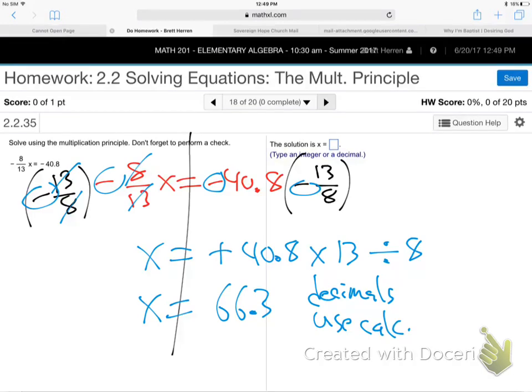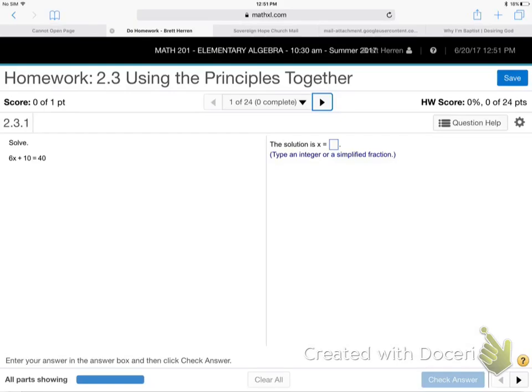All right. Together. Put this stuff we've been doing in the last two sections together. So 6x plus 10 equals 40. There's the wall. So x is saying, I want to be alone. So what do we do to get x alone?